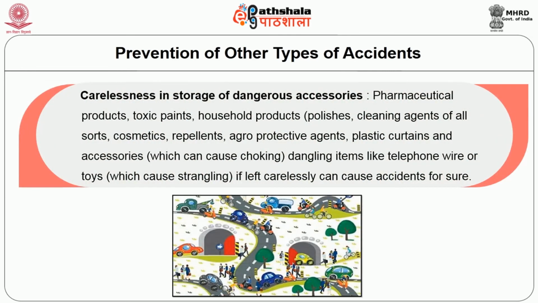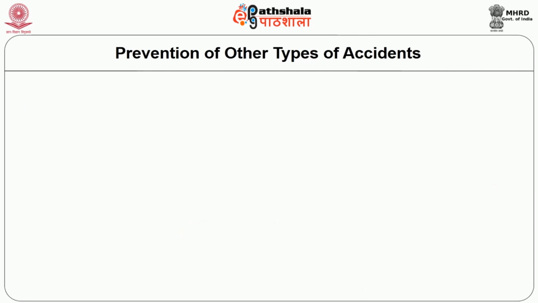The next culprit is carelessness in storage of dangerous accessories. Pharmaceutical products, toxic paints, household products like polishes, cleaning agents, etc. Agroprotective agents, plastic curtains and accessories which can cause choking, dangling items like a telephone wire or toys which can cause strangling if left carelessly can cause accidents for sure.